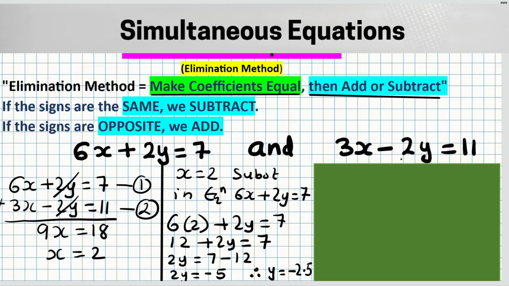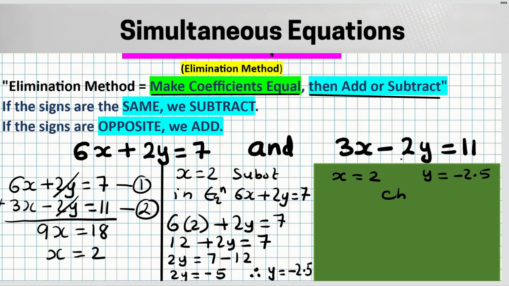What did we do over here? Since the coefficients were already equal from the beginning, we directly used the second step, that is we added the equations. Why did we add the equations? Because signs were opposite. And you got the value of x as 2 and y as minus 2.5.